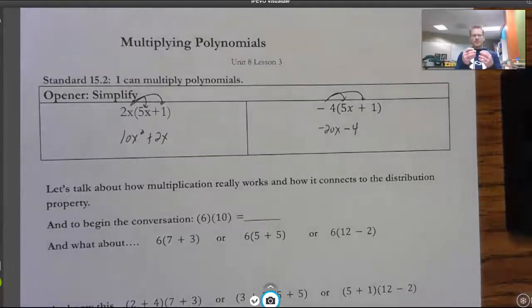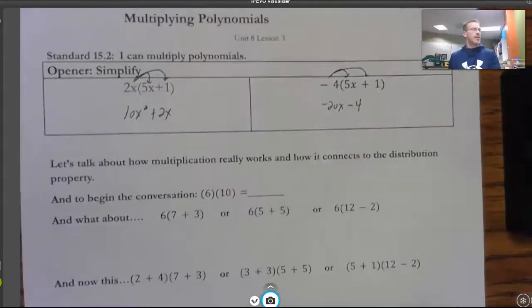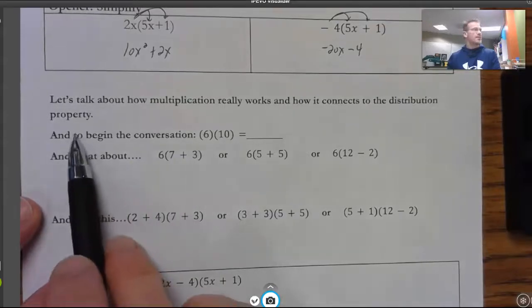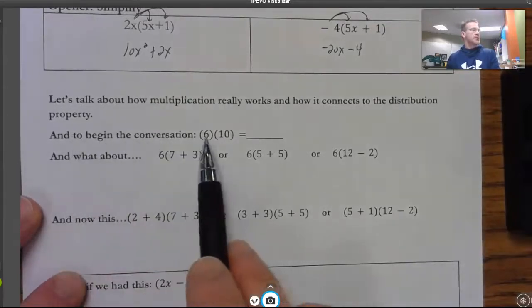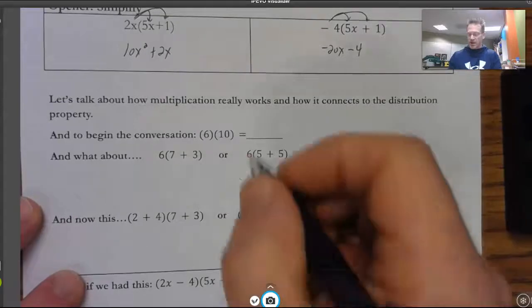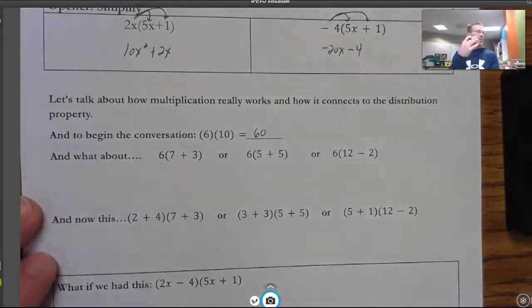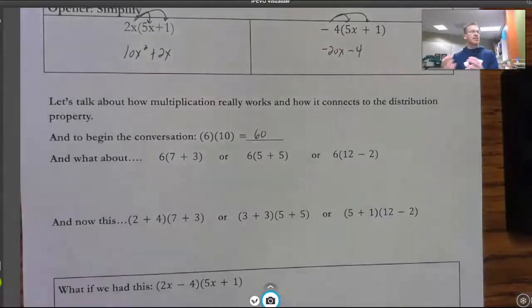So now, let's take this and talk about what's really happening when we multiply. To do that, we're just going to look at a very basic problem. Let's think about 6 times 10, and hopefully we all know 6 times 10 is 60. Now let's think about what's really happening here and how that connects to the distribution property.